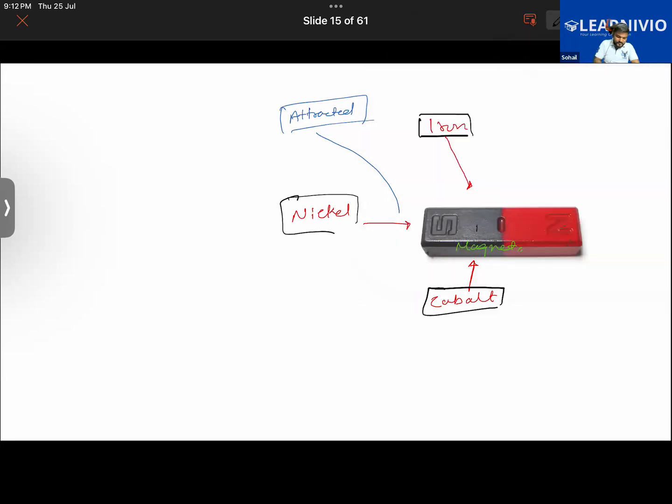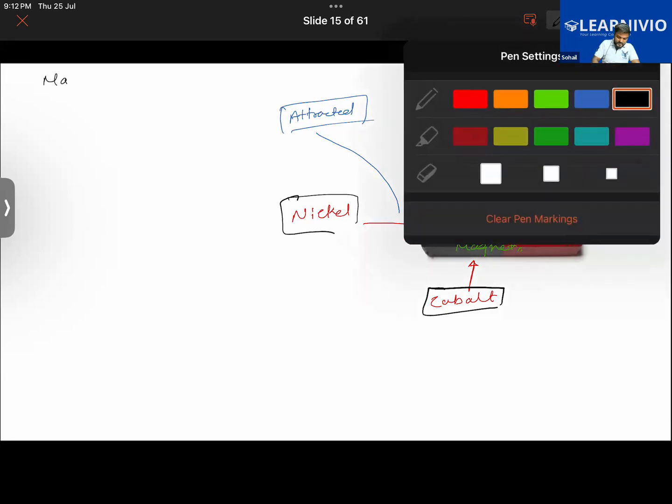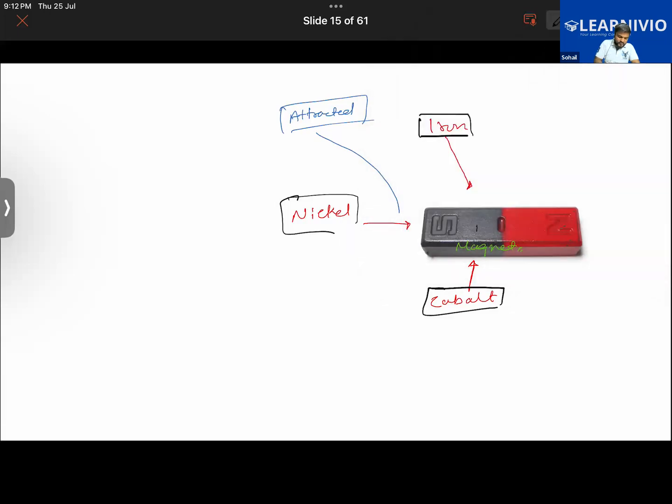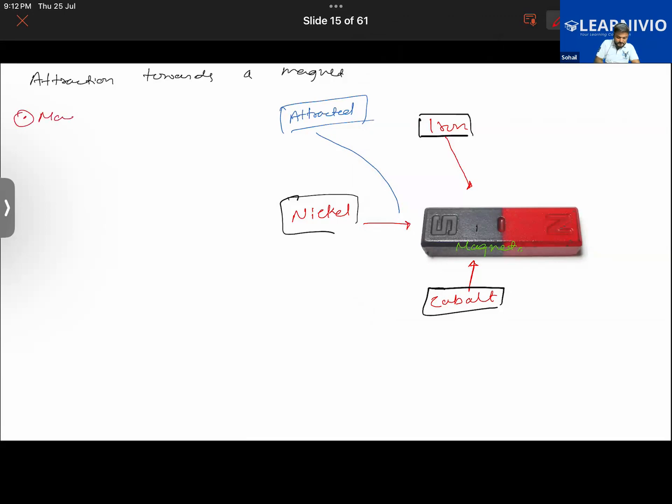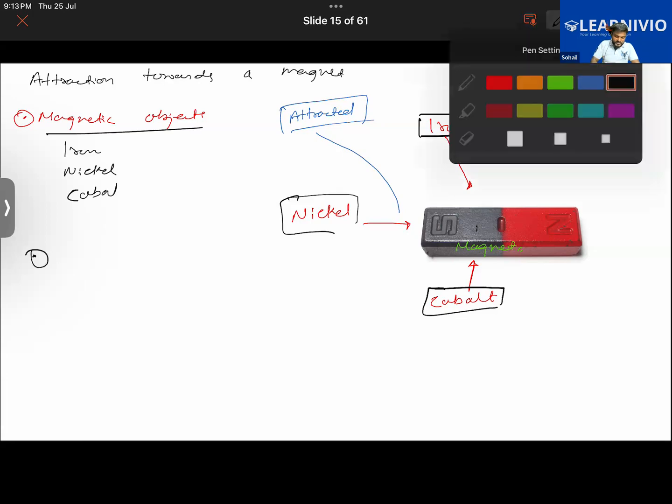Talking about attraction towards a magnet, we have two kinds of objects, magnetic and non-magnetic, based on whether they get attracted towards a magnet. The first one is magnetic objects. What are the examples? Iron, nickel, and cobalt. Good. So these are the magnetic objects, and then we have a long list of non-magnetic objects.